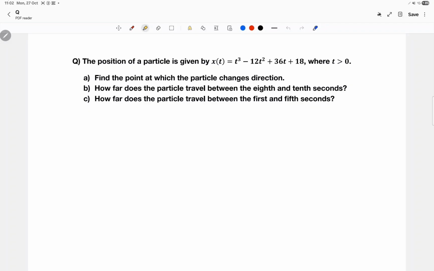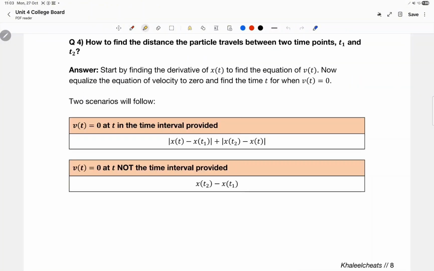Okay, for part B of the question, it says, how far does the particle travel between the 8th and 10th seconds? So the particle travels a certain distance between the 8th and 10th seconds, and we're supposed to be finding out what that distance is exactly. To do so, let me show you the two scenarios we have to adhere to. The scenario that the velocity is 0 at a time in the time interval provided, and we must follow this equation, or the velocity is 0 at a time that is not in the time interval provided. Let me show you what that means.